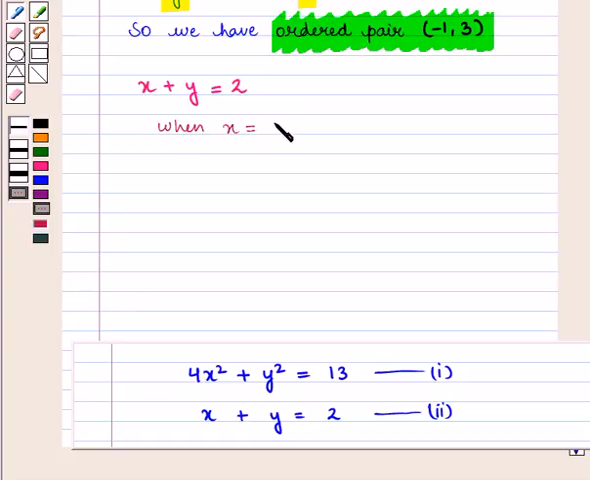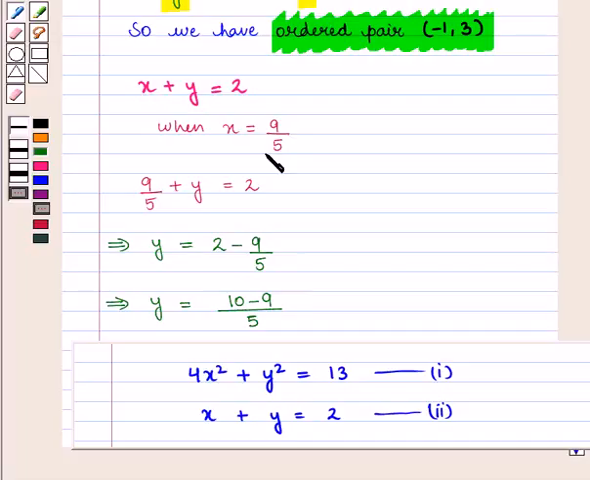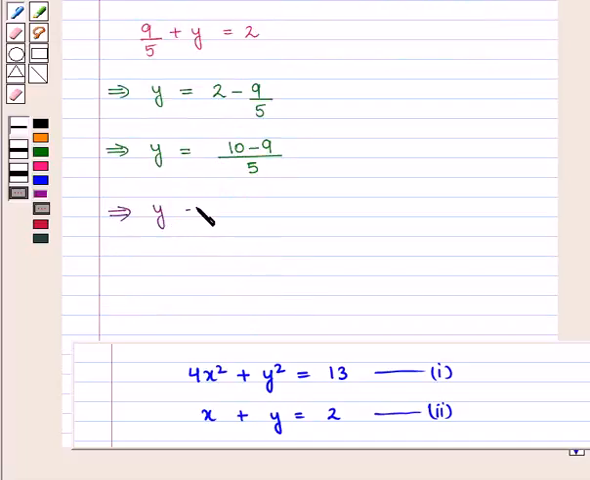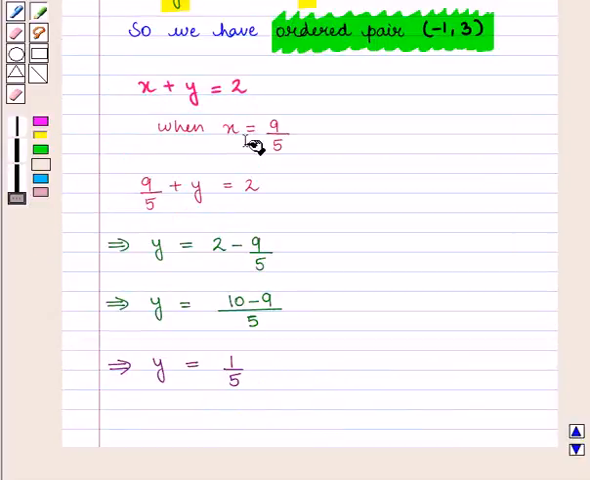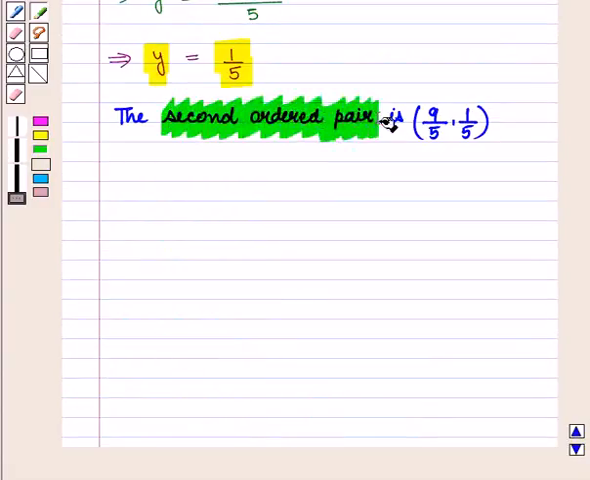When x is equal to 9 upon 5, then we have 9 upon 5 plus y is equal to 2, which implies that y is equal to 2 minus 9 upon 5, which further implies that y is equal to, now taking the LCM, we have 5 in the denominator and in the numerator we have 10 minus 9, which implies that y is equal to 1 upon 5. So, for x is equal to 9 upon 5, the value of y is 1 upon 5. So, the second ordered pair is 9 upon 5, 1 upon 5.